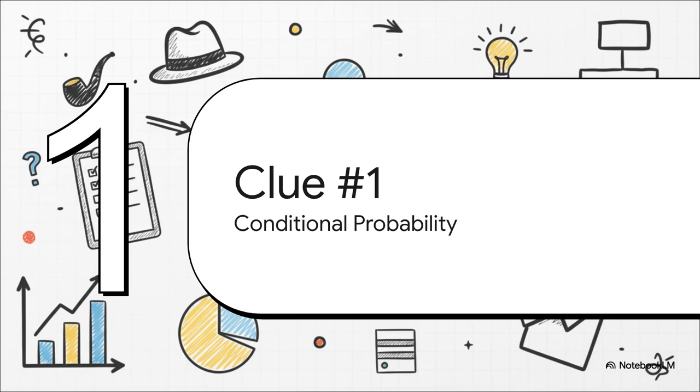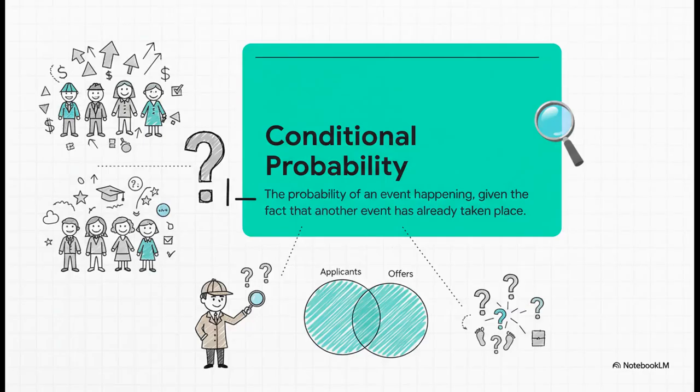You should think of it like a magnifying glass. It lets us stop looking at the whole, big picture, and instead zoom in on a very specific part of it to ask a much smarter question. So instead of asking, what's the overall admission rate for everybody, conditional probability lets us ask something more specific, like, what's the probability of getting an offer given that the applicant is a man? And then, of course, we can ask the same thing for female applicants. It's all about adding that one little condition.